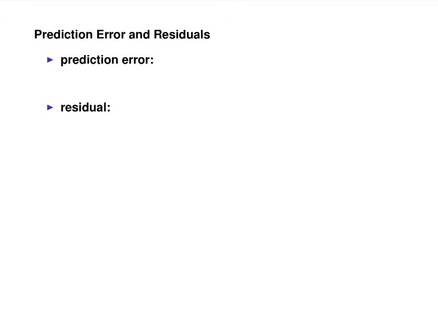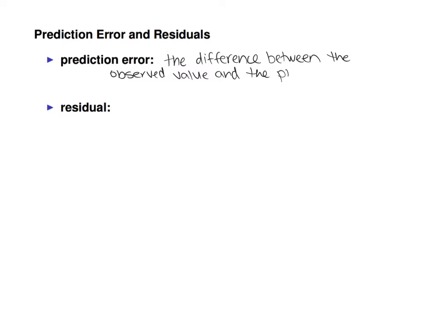Now, since we're talking about averages and not exact values, we would also like to know how much our predictions that we get from this regression line are off by. And so that is something called a prediction error. So the prediction error is the difference between the observed value and the predicted value.